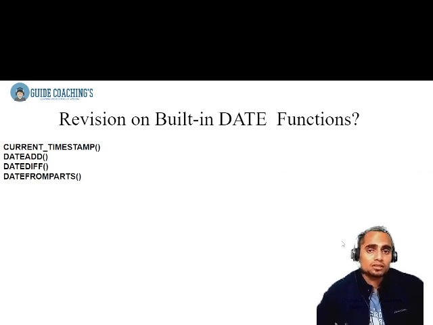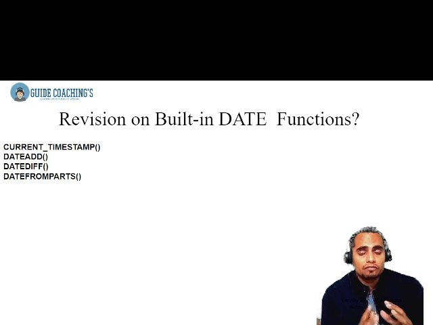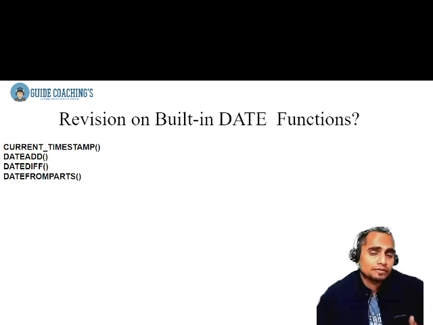Then we have learnt about date from parts. If we have different parts of a date and we want to combine them and get a single date, at that time we will use the date from parts function and it will give us the single date.